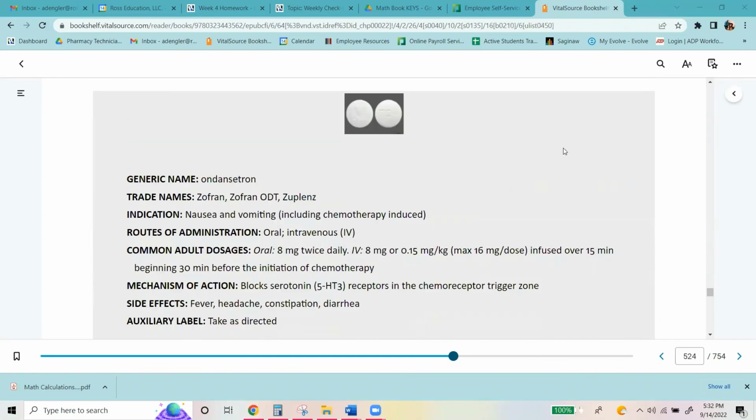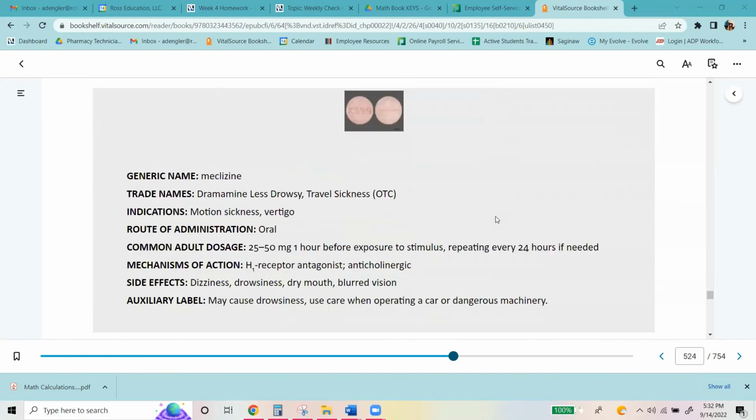Zofran, Zofran ODT, and Zuplenz are used for nausea and vomiting, usually chemotherapy induced, but now it's becoming more popular for pregnancy and just regular nausea because it works very well. It is used for oral and intravenous. Meclizine is an oral medication like Dramamine, which helps with travel sickness, motion sickness, and vertigo.